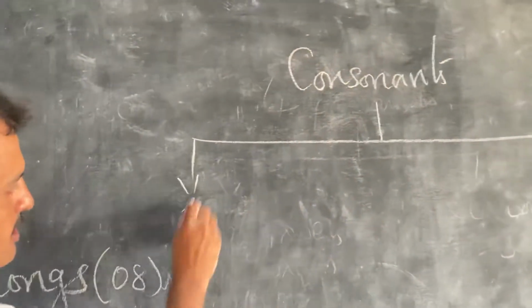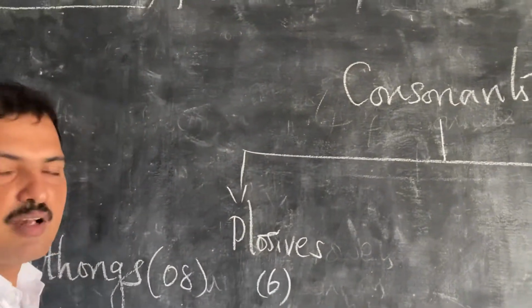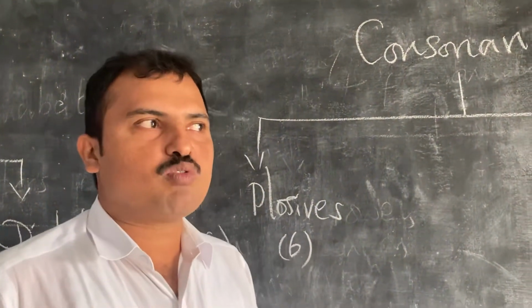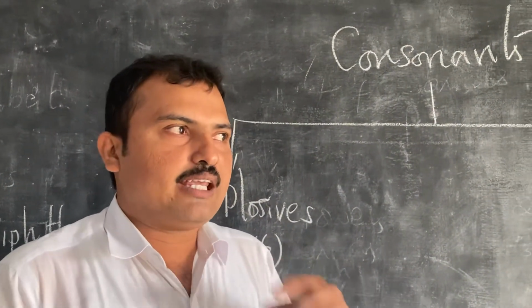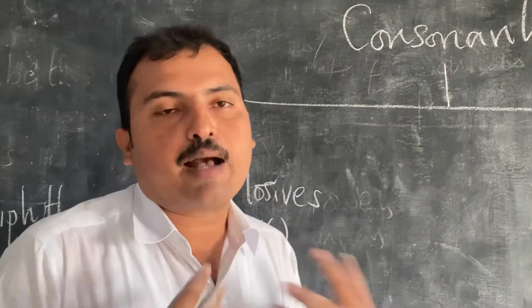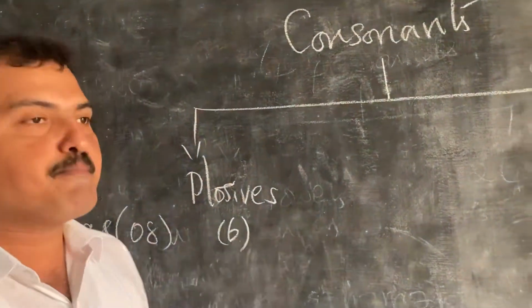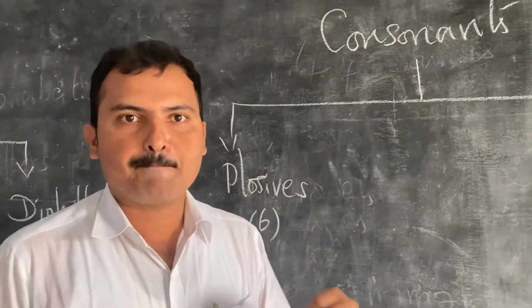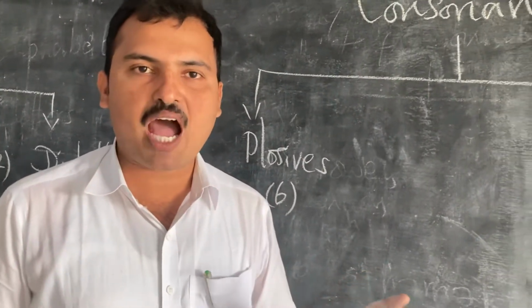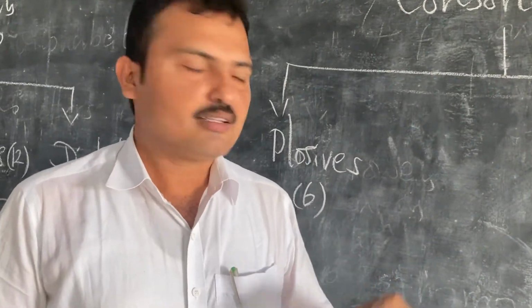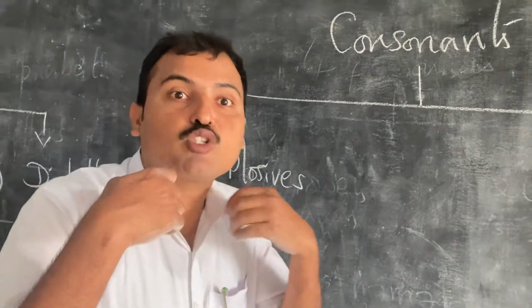There are plosives, which are 6 in number. Plosives are the sounds during the articulation of which the air comes out suddenly from the mouth and makes some explosive sound. That's why they are called plosives. Pa, ba, ta, da, ka, ga. These are the plosive sounds. When you articulate them, they make a sudden explosive sound.